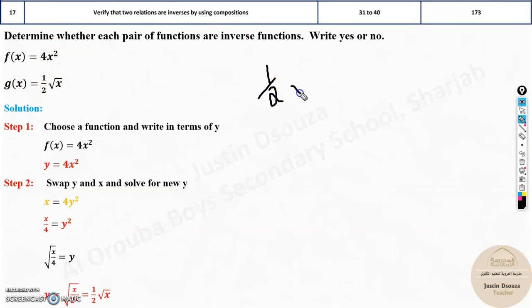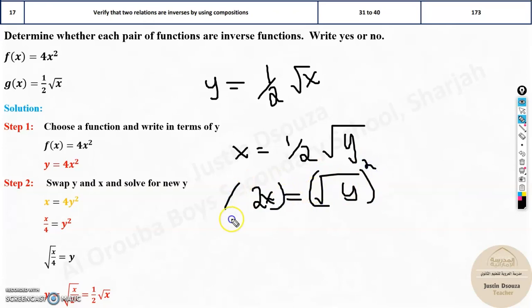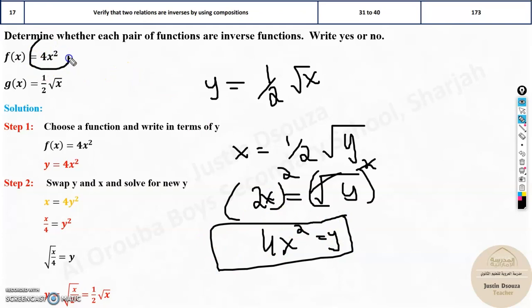Now, you have half root x, which I'll take as y. And now, all you need to do is swap x and y. So this becomes x equals half root y. And now solve for y, take 2 to the other side, becomes 2x equals root y. Square on both the sides. It'll be y, the square root and square cancel. You will have 4x squared equals y over here. This is the answer. Look over here. Yes, absolutely. This 4x squared is g inverse, because I've taken g of x, right? G inverse of x, okay?